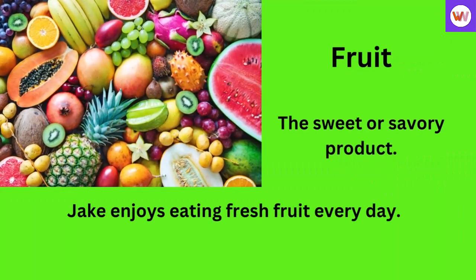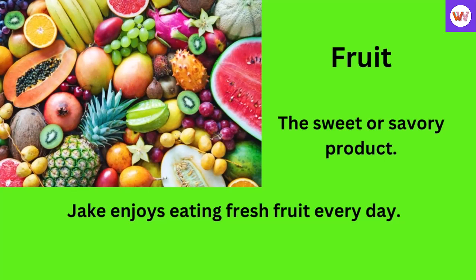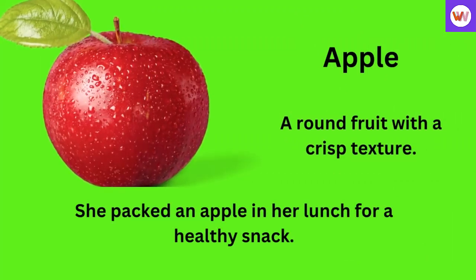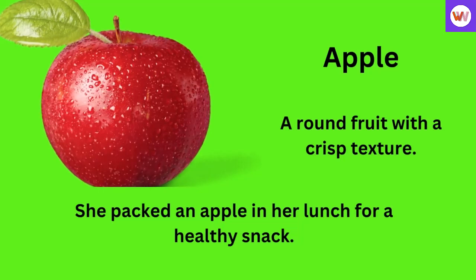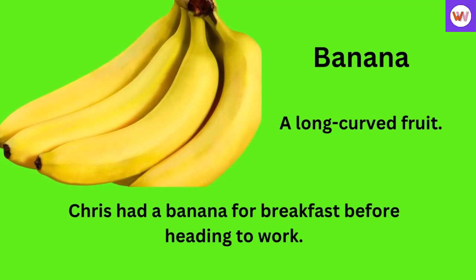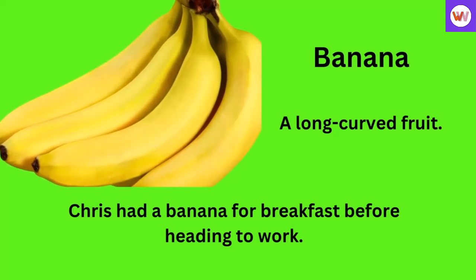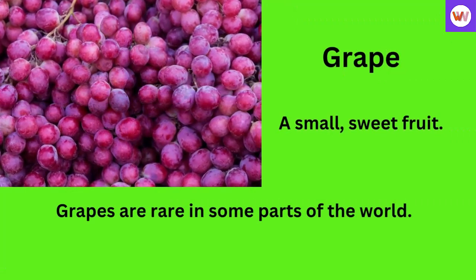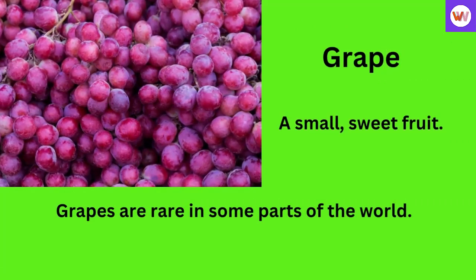Fruit. The sweet or savory product. Jake enjoys eating fresh fruit every day. Apple. A round fruit with a crisp texture. She packed an apple in her lunch for a healthy snack. Banana. A long curved fruit. Chris had a banana for breakfast before heading to work. Grape. A small, sweet fruit. Grapes are rare in some parts of the world.